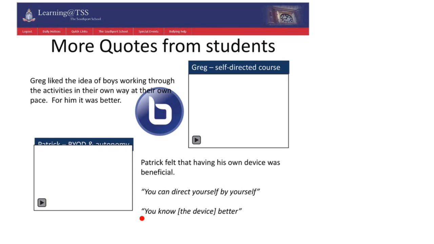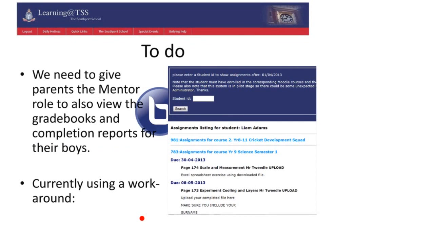We're currently using a workaround, which is just a basic PHP page that allows parents to pop in a 6-digit student ID, which all our students use and all our parents know. And then they get a listing of assignments for all of the different courses that we have. This is just a single, simple PHP page that I wrote to rip stuff out of the database.